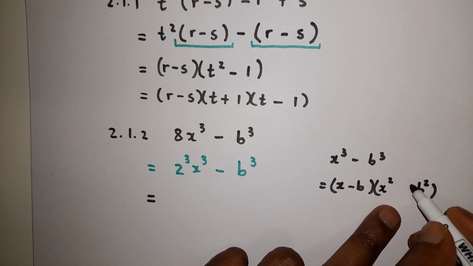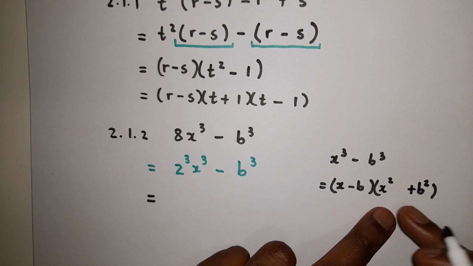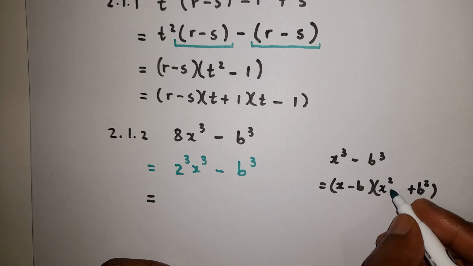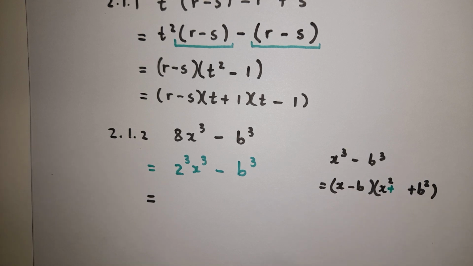Then the last term is always positive. Then the middle term will always be the opposite of this one. So if I have a negative here, then I will have a positive here. So now what becomes my middle term? Simply this times this, so it's xb.